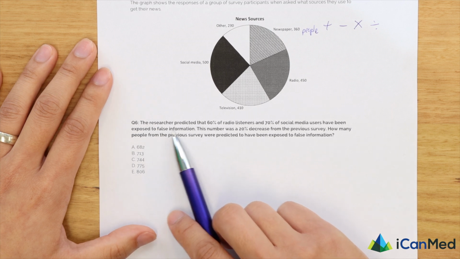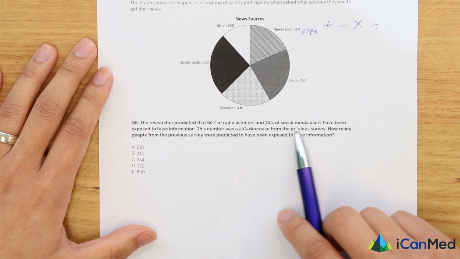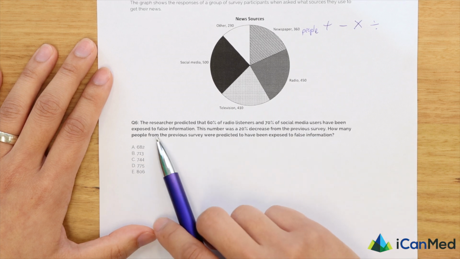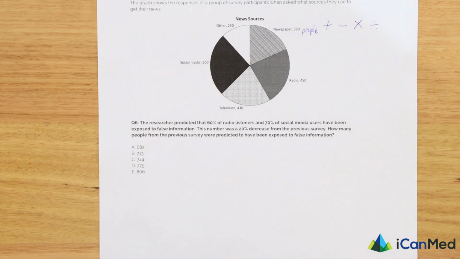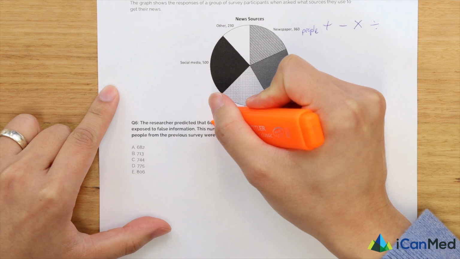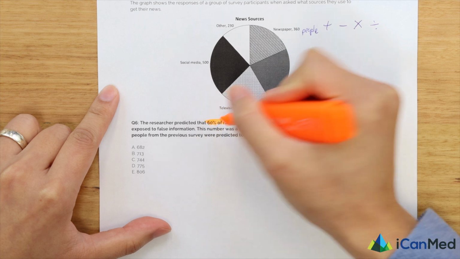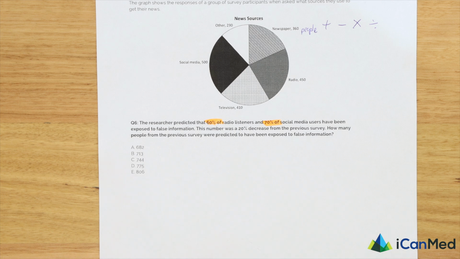The researcher predicted that 60% of radio listeners and 70% of social media users have been exposed to false information. Was there any information in there that told me I had to multiply, add, subtract, divide? And the answer is yes. What were those words? Of course, I'm familiar with these words, and if you are not familiar with these words, you have to get yourself familiar with them. Otherwise, you'll always be skipping on things and missing out on important bits of information.